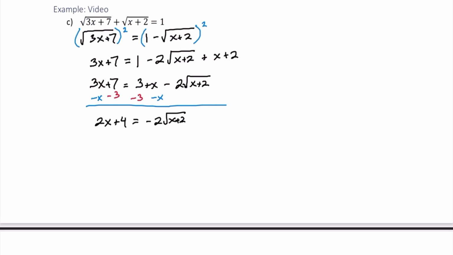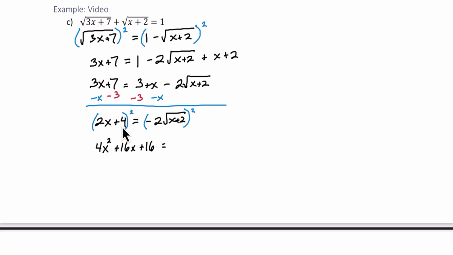When it's a product like this, negative 2 times the square root of x plus 2, we can go ahead and square both sides. On the left, we have a binomial squared. So again, we can do the shortcut. Square the first. We get 4x squared. Double the product. So we need to multiply these two together, 8x, and then double it to get 16x. And then square the last term. 4 squared is 16.